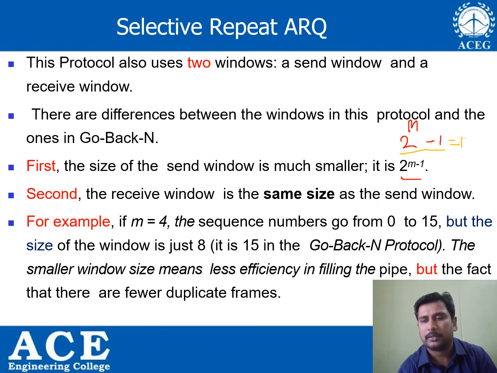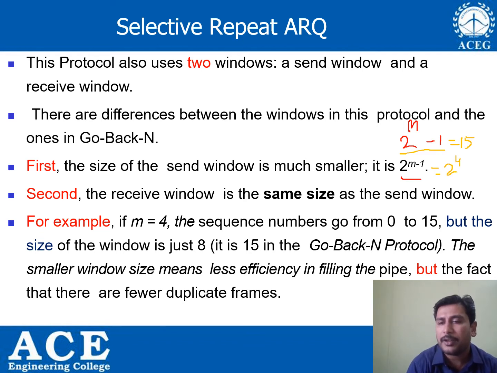So for Go Back N ARQ, the window size for m equal to 4 is 15, but for the same m equal to 4, the window size in Selective Repeat is 2 power 4 minus 1. The minus 1 is in the power, so it becomes 2 power 3, 2 cube, which is nothing but 8.